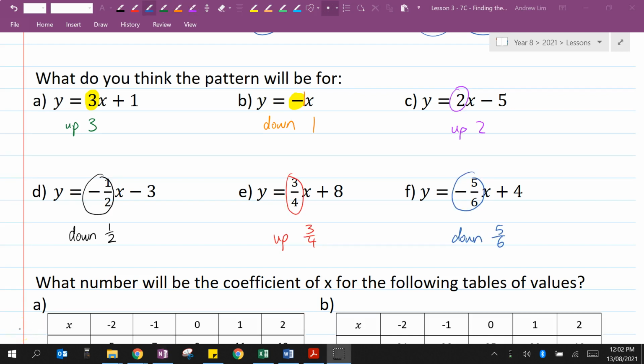Okay, so here are my answers for C, D, E, and F. The coefficient of x is a positive 2, so the pattern should be that it's going up by 2 because it's positive. For question D, the coefficient of x is negative half. Because it's negative, it has to be going down by half each time. Question E, the coefficient of x is 3/4. Because it's positive, the pattern will be going up by 3/4 each time. And for F, the coefficient of x is minus 5/6. Because the coefficient is negative, the pattern will be going down 5/6 each time x goes up by 1.